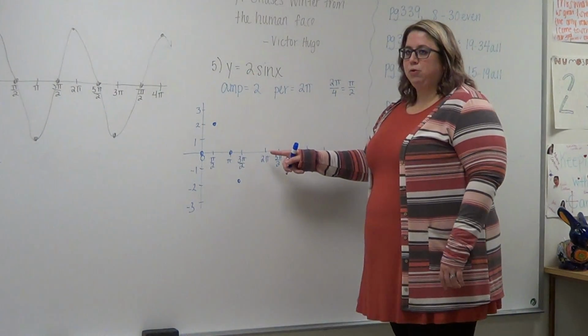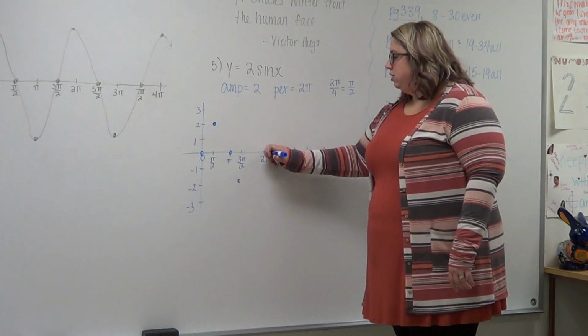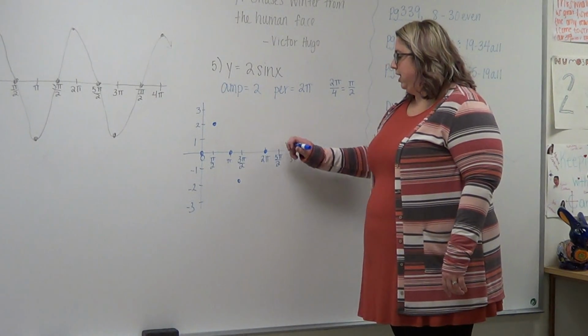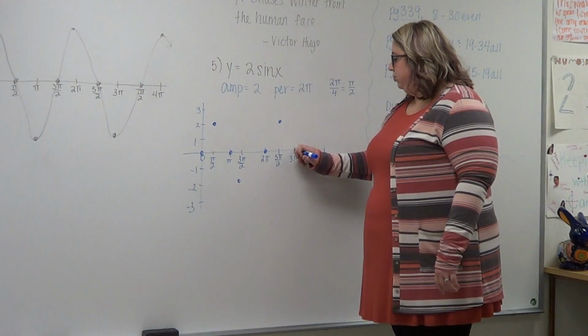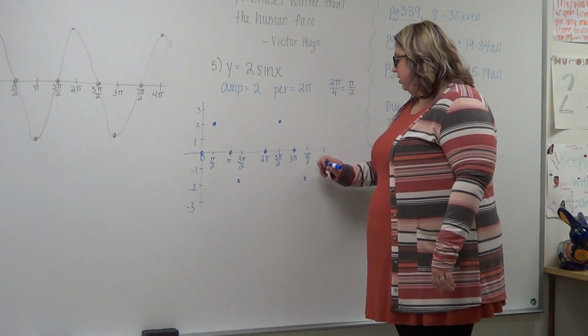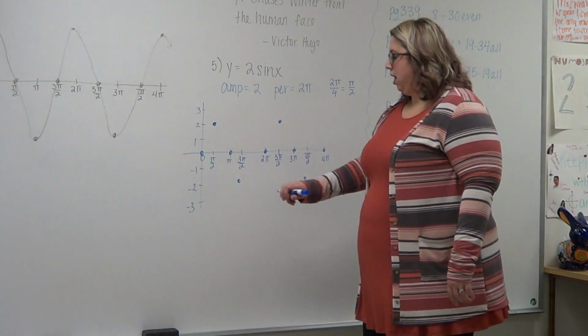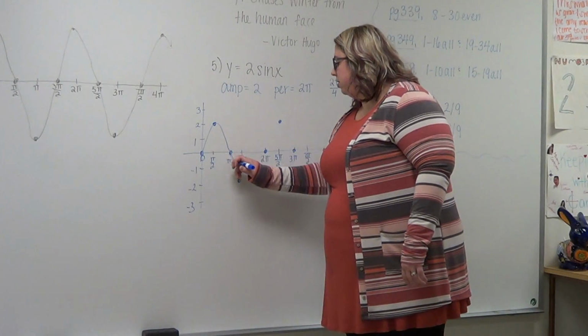Then we're back to 2 pi, so we're back to the beginning. So we're at 0, then we repeat the cycle. So 2, 0, negative 2, 0. And then you just play connect the dots.